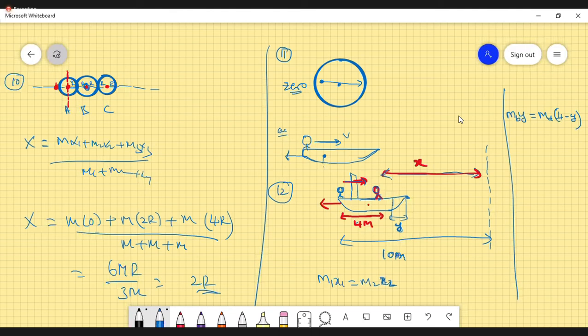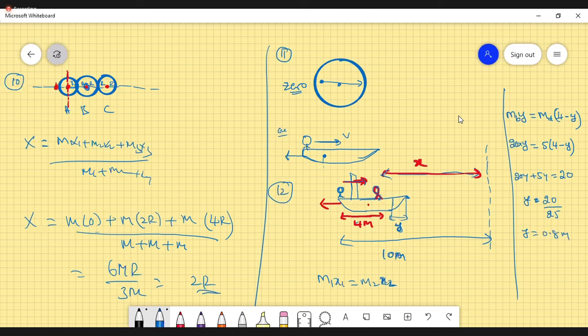Simplify and find the value. The mass of the boat is 20 kg, so 20 into y equals the mass of the dog, which is 5, into 4 minus y. So 20y plus 5y equals 20. Therefore y equals 20 by 25, which is 0.8. So y equals 0.8 meters.